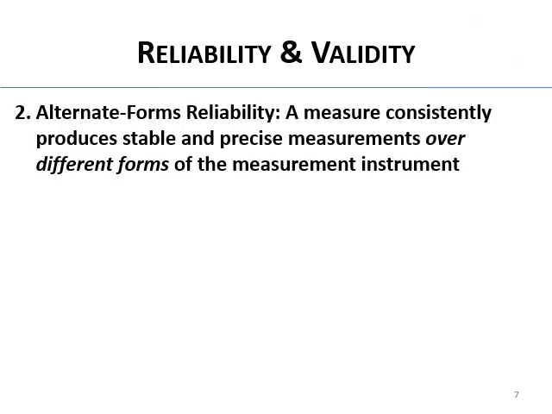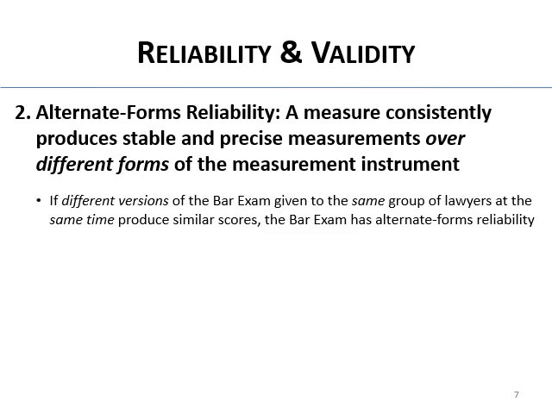Maybe this one, alternate forms reliability. Again, the name literally tells you what it is. You give alternate forms of things to establish reliability. So this is when a measure consistently produces stable and precise estimates over different forms of the measurement instrument. So for example, if different versions of the bar exam, the law exam, are given to the same group of lawyers at the same time and they give similar scores, right? You give them Form A and Form B of the bar exam, you would say, yeah, this bar exam has alternate forms reliability. Different forms produce similar results.